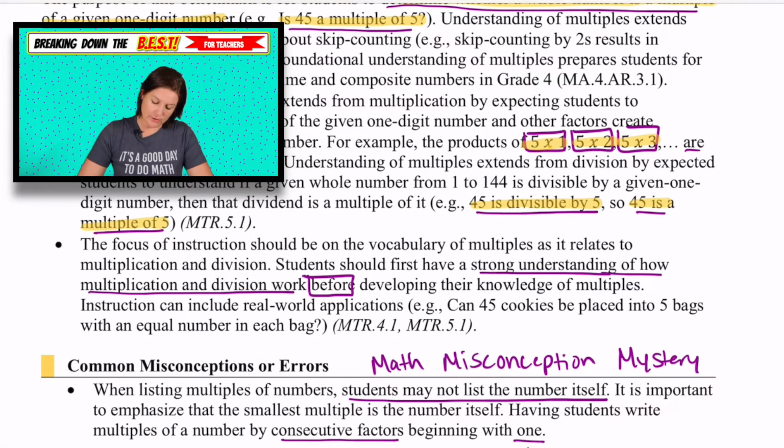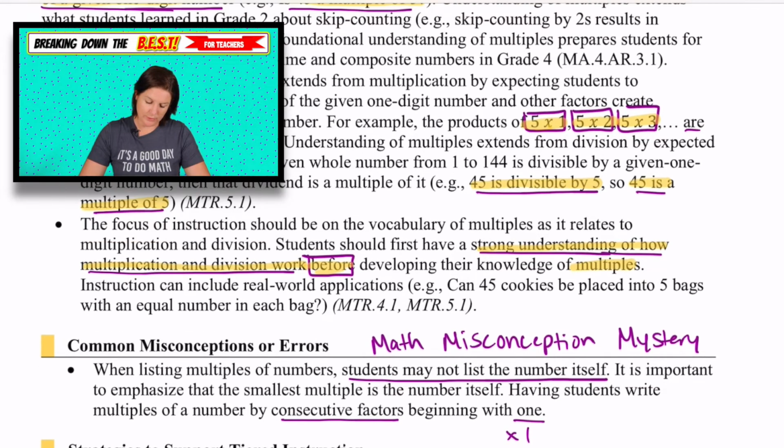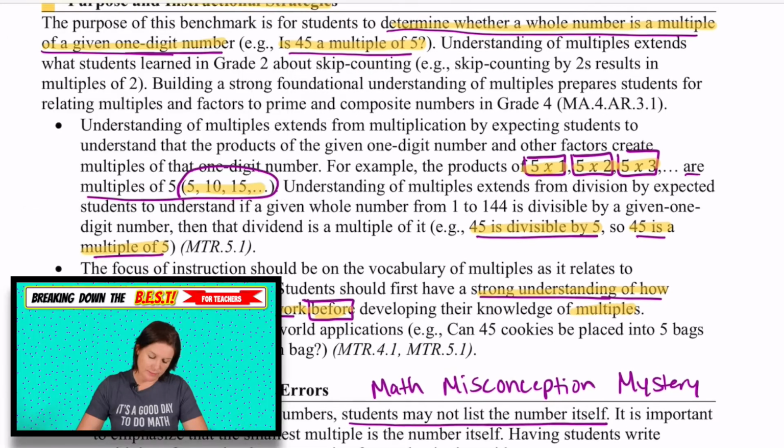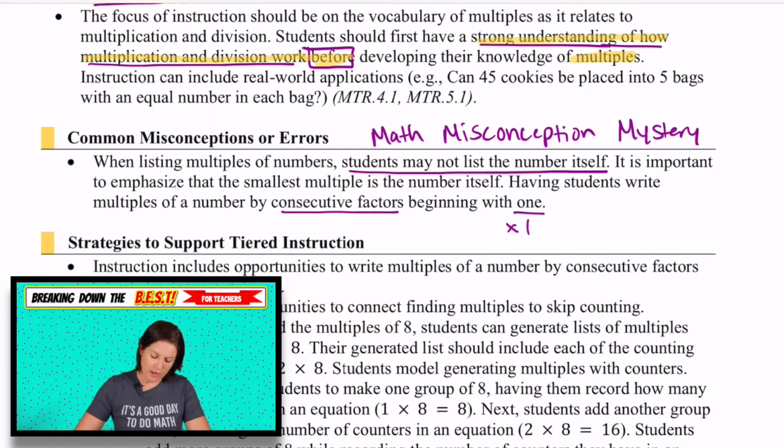Here they pointed out too that students should have a strong understanding of how multiplication and division work before developing their knowledge of multiples. So there's that. Those are some things that jumped out at me. They did mention too that in 2nd grade, they practice skip counting by 2s. So that will help. Okay, going to the common misconceptions and errors.